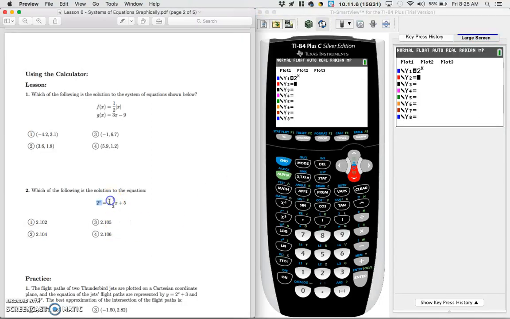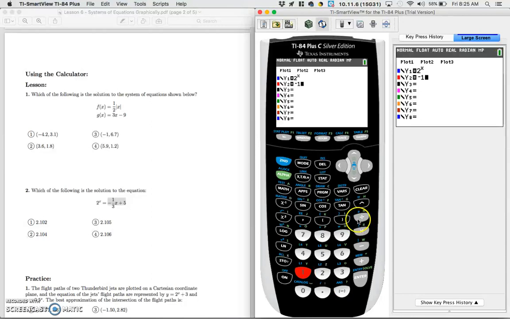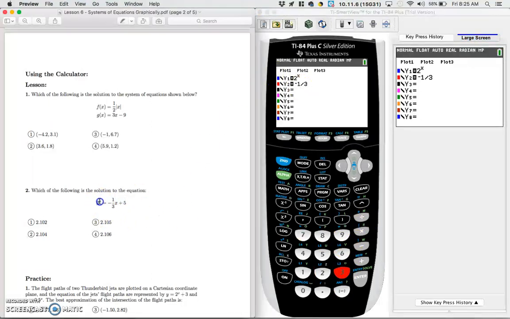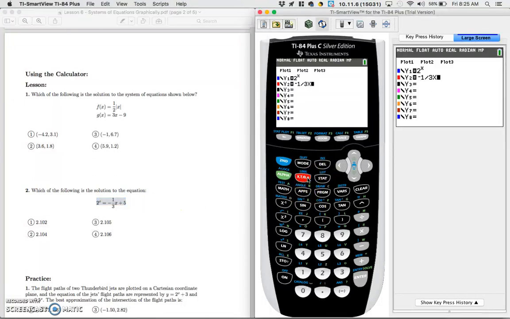And you're going to enter the other side of the equation as your second equation. To find out when the left side, 2 to the x, and the right side are equal, we're going to find out where the two sides of the equation intersect graphically, and that will tell us the x value that makes these two expressions equal to each other. So you get negative 1 over 3x plus 5.